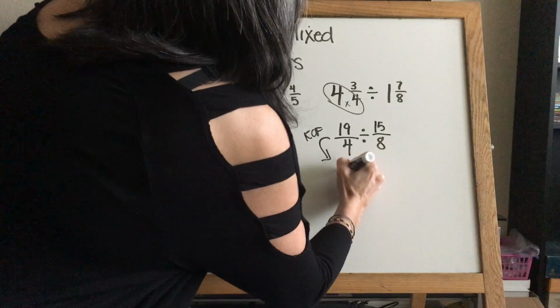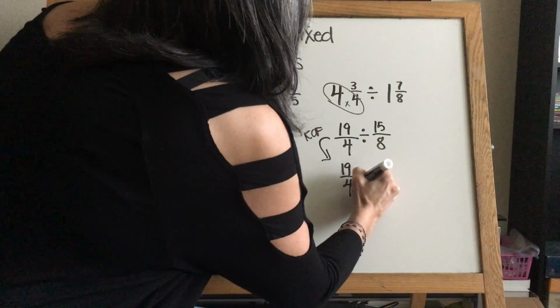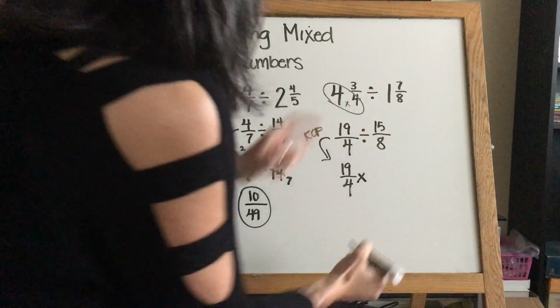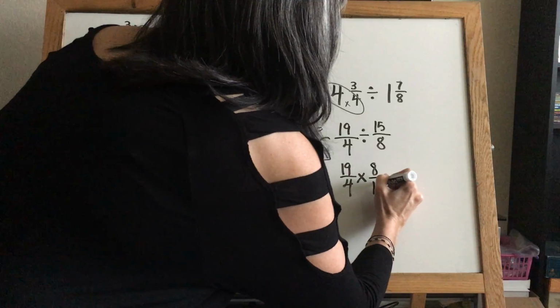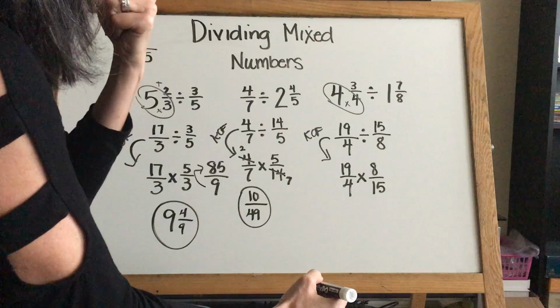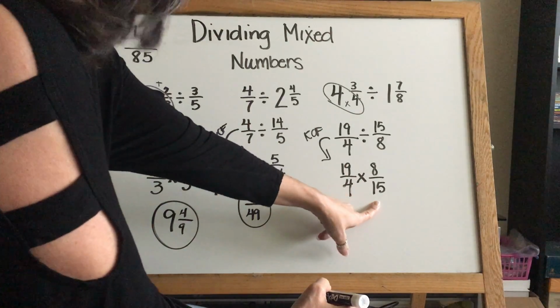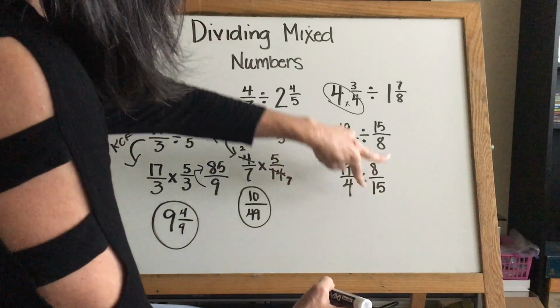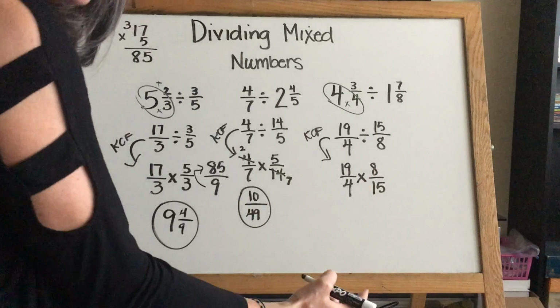We keep our 19 over 4. That's the one we keep. We change our division to multiplication. We flip or turn into the inverse our second fraction. And now we can look and say, okay, is there anything we can cross simplify? Well, 19 is prime and 15 only has 5 and 3, so that's not going to reduce. We've got an 8 and a 4, which we can simplify because these share the factor 4.